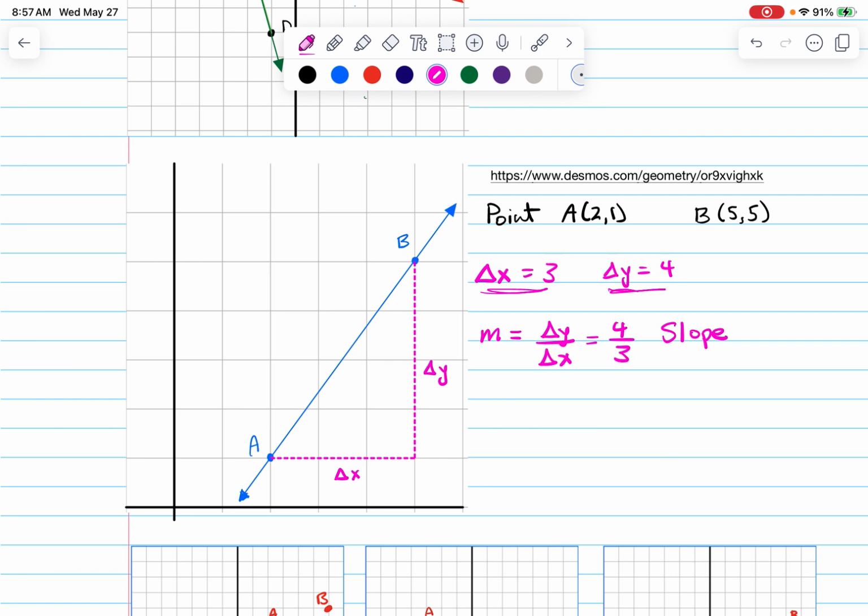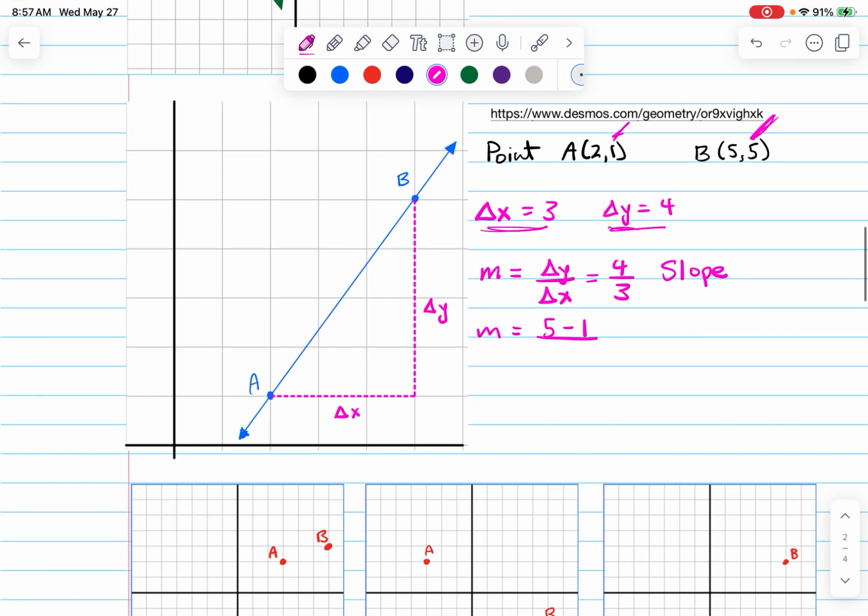Now, you can find the slope. You may have seen this formula before back in your Algebra 1 days. The slope is the difference of the y's. So we've got 5 minus 1. Okay? Because this point, you go the difference of the y's, this y minus this y over this x minus this x. And you get 4 over 3. There is your slope.